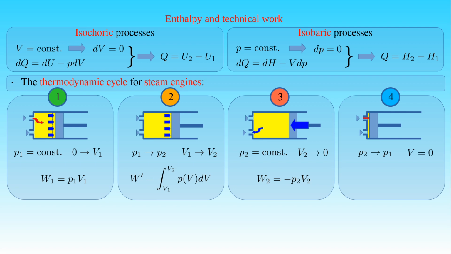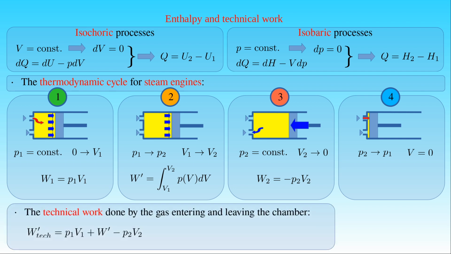In the 4 processes repeated in the cycle, the gas is the working substance while it enters and leaves the cylinder, changing its mass continuously. The work done by the steam engine is the technical work W' tech, which is given by P1 times V1, plus W' minus P2 times V2. This expression can be written as P1 times V1, minus P2 times V2, minus the integral of the pressure P with respect to the volume V from V1 to V2.